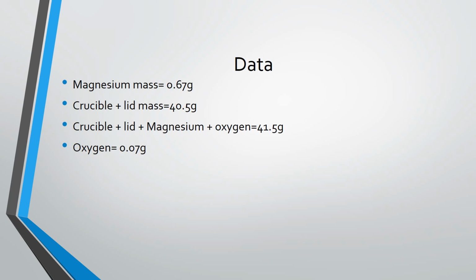For my data, I measured the mass of magnesium, which was 0.67 grams, the mass of crucible and lid, which was 40.5 grams, and the mass of everything together, which included crucible, lid, magnesium, and oxygen, which was 41.5 grams. Then I measured the mass of oxygen, which was 0.07 grams.